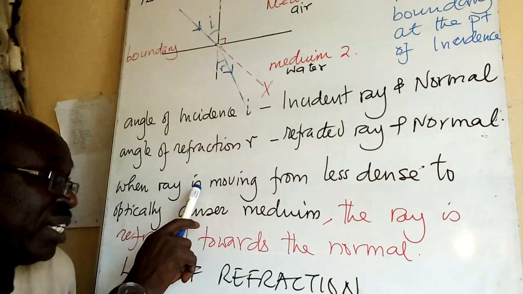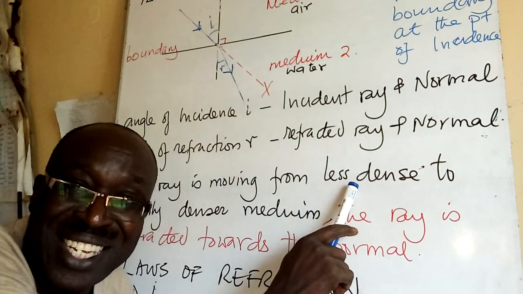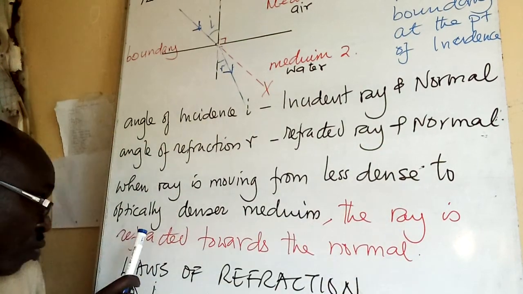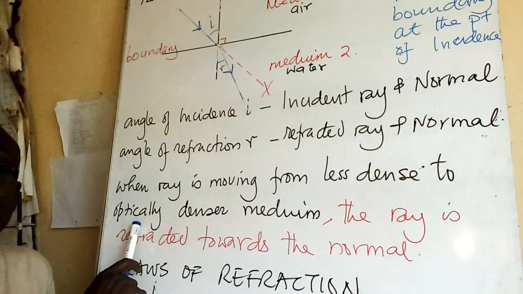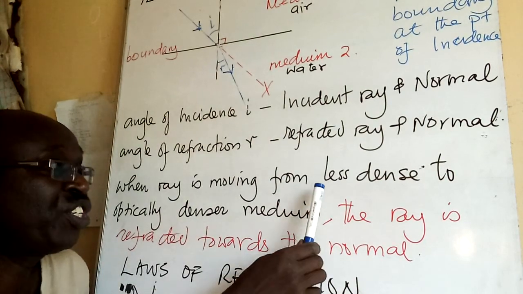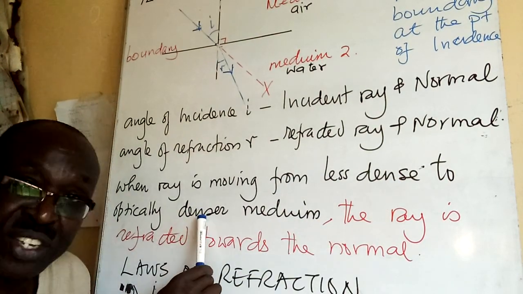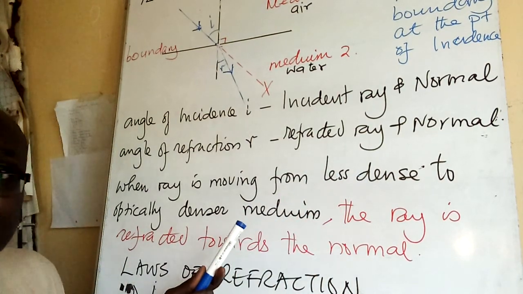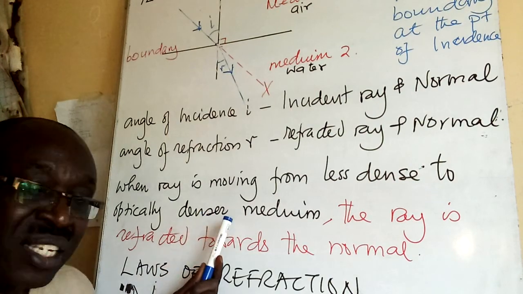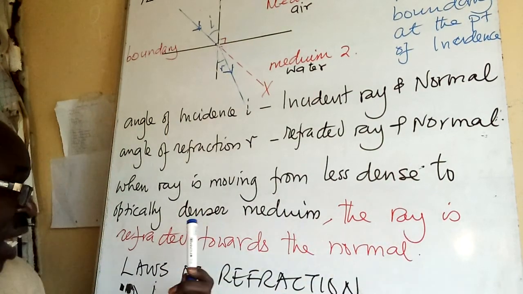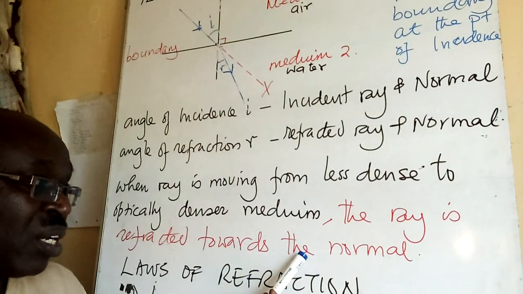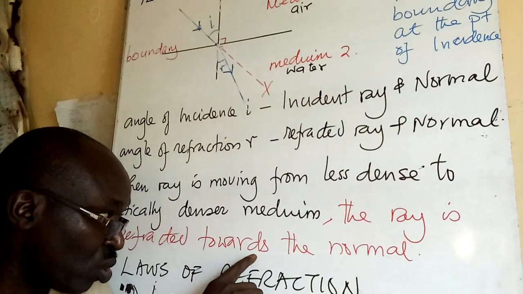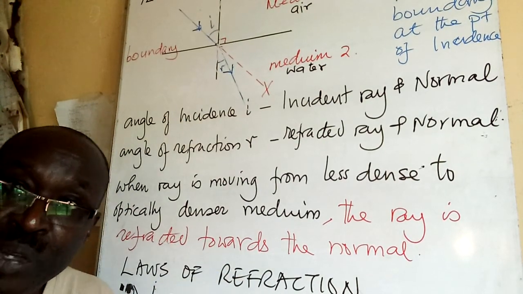When a ray is moving from dense, now we are talking about dense to optically less dense. So I've changed. Here it was less dense, here it is dense. Now we are doing the reverse. Here it is dense, and this one is less dense medium. The ray is refracted, blank, normal. So I want you to think about this. What will it be?